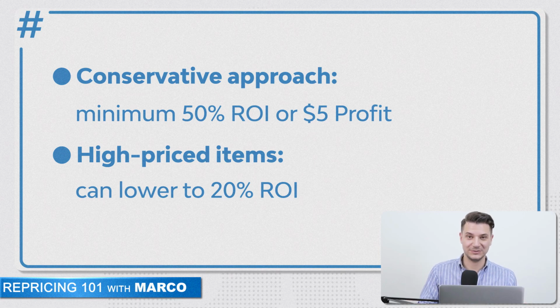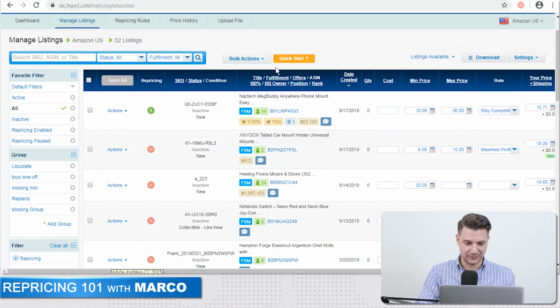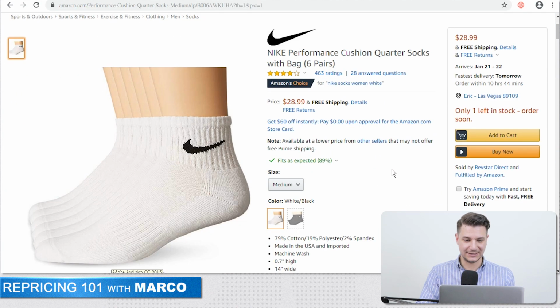So now let's check some examples, some real products, to see how ROI can change depending on the product. The first product I want to use, for example, is these Nike socks. Nike socks can be considered a replenishable item because it's fast selling and easy to source over and over again. Let's say that you can source these socks for a cost of $12.